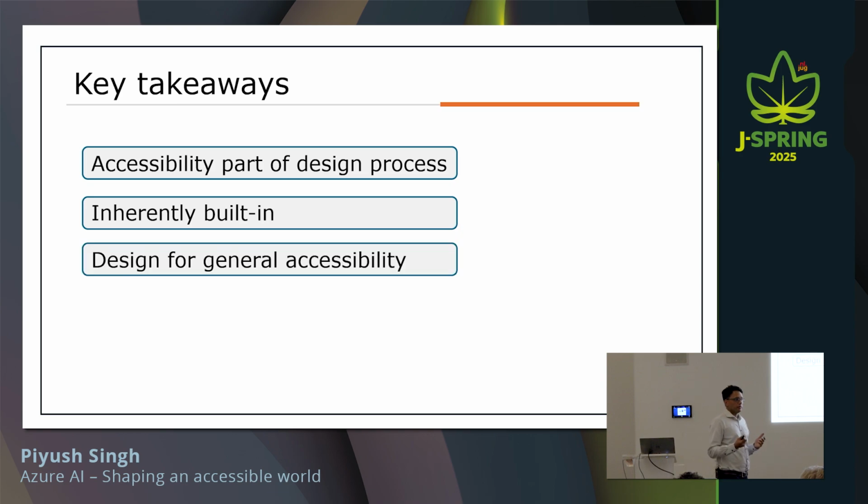And also design for general accessibility. Most of the good accessible products you will see are not only helping them but helping the masses. Even messaging apps or text messages were designed with accessibility in mind back in the 90s, but now everyone uses them. So that's the important takeaway.